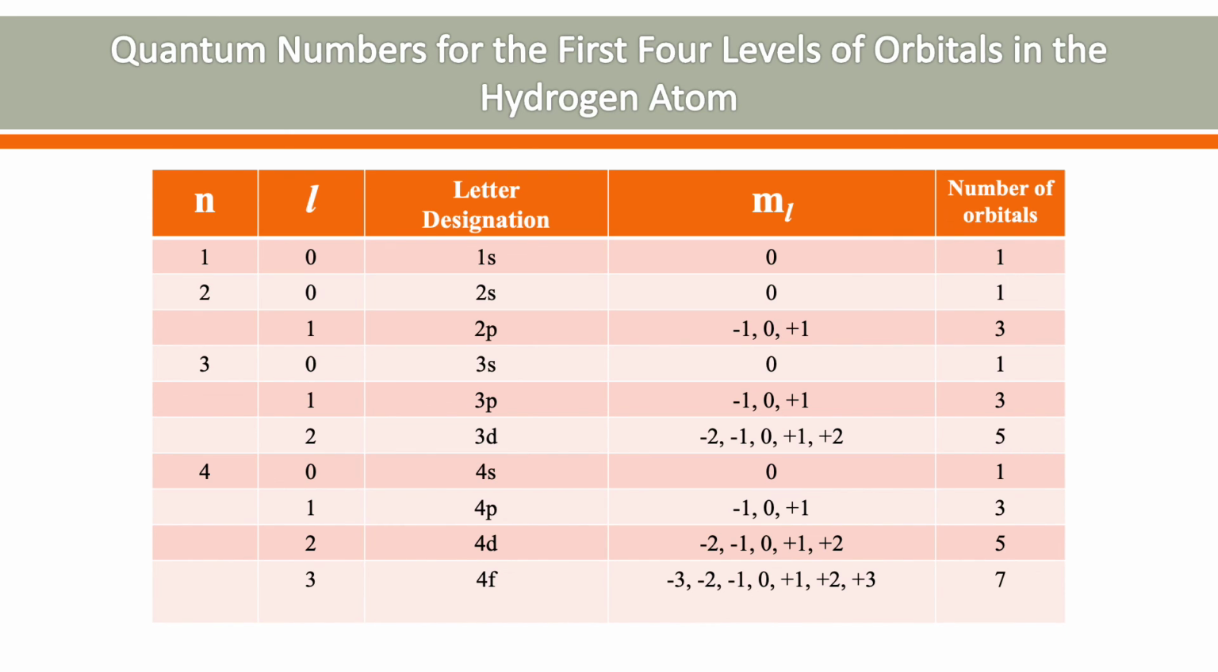Here's a table of the quantum numbers for the first 4 levels of orbitals in the hydrogen atom. A separate video explains how to build this table from the quantum number rules. Let's review.